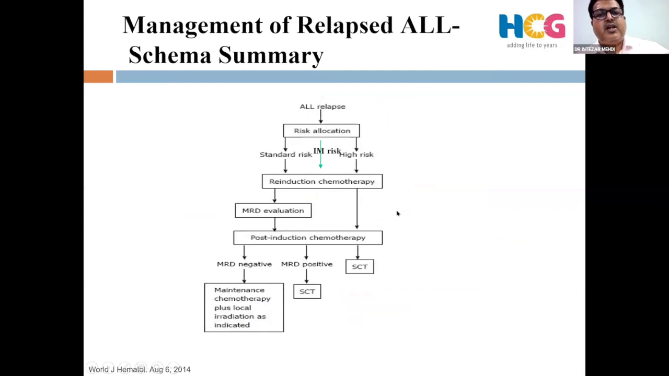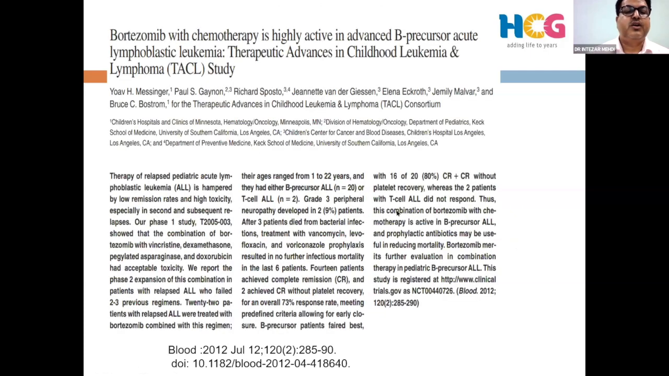So, in summary, ALL at relapse, classify them into standard, intermediate and high risk. All high risk patients get reinduction chemo and then proceed to transplant. In standard and intermediate risk, based on the MRD evaluation, decide if the patient can be salvaged with chemo alone or will need transplant.